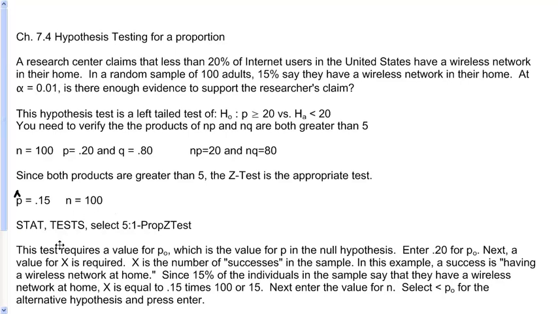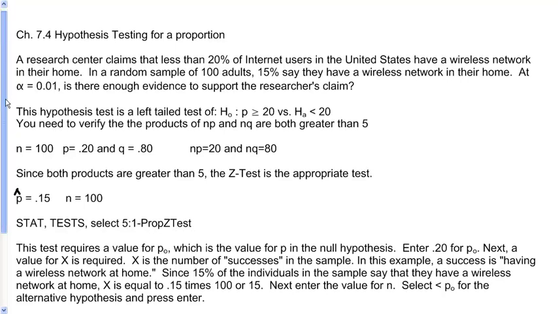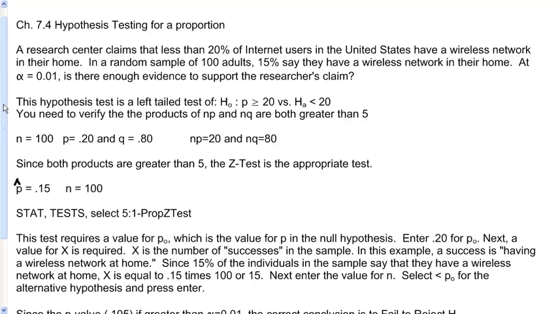n is going to be 100, and we're going to go to the calculator and go to stat, test, and we're going to pick number 5, 1-PropZTest. So that's what we're going to do. And so what we're looking at will be a one proportion z-test.